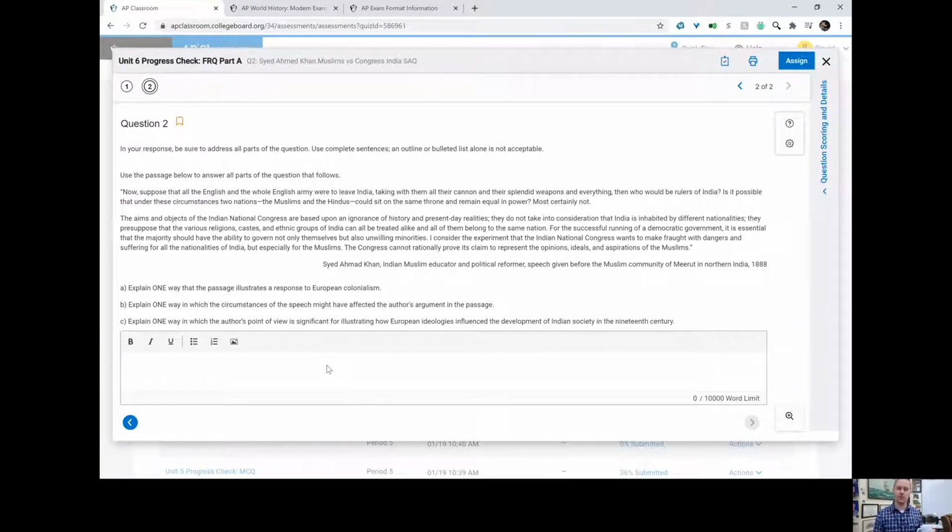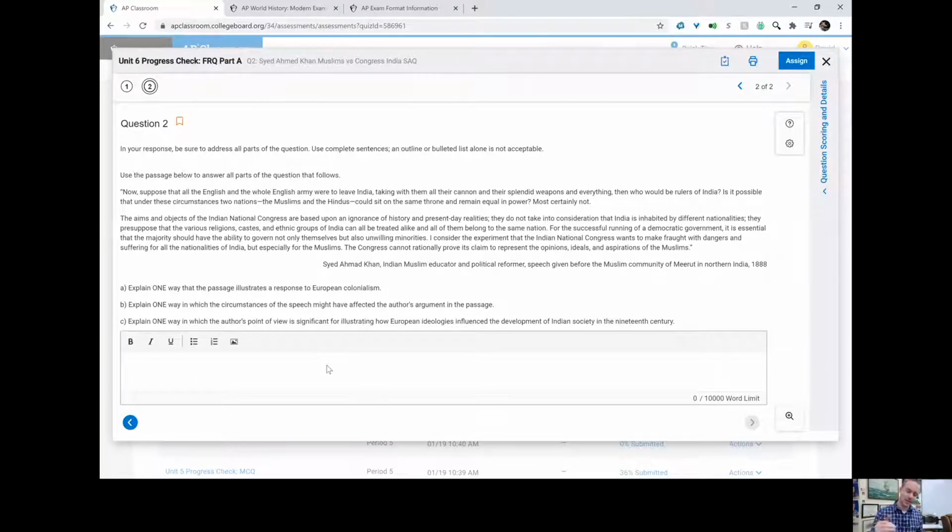And then we have the point of view question. He's Muslim. He's a politician. Why does it matter? Again, he's concerned in terms of European ideology. We got a democracy forming. He's concerned that a democracy is going to cause his Muslim minority population that he's part of to be possibly oppressed by a Hindu majority population. Okay, so these are some of the things that are at play.